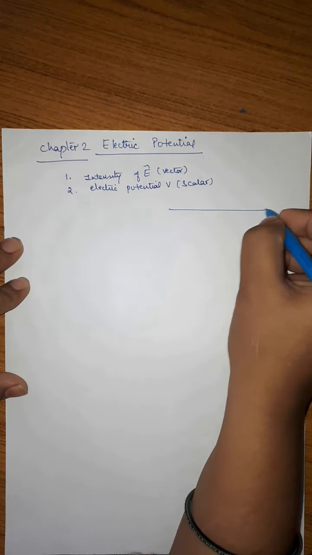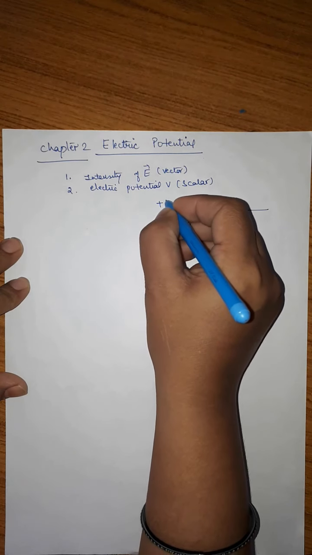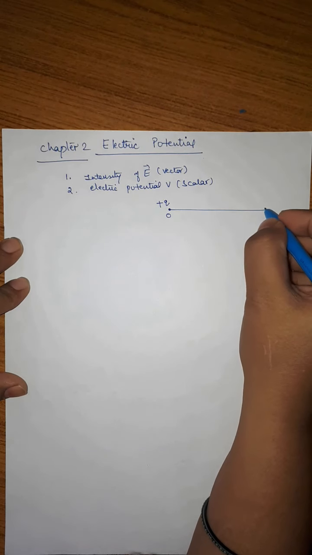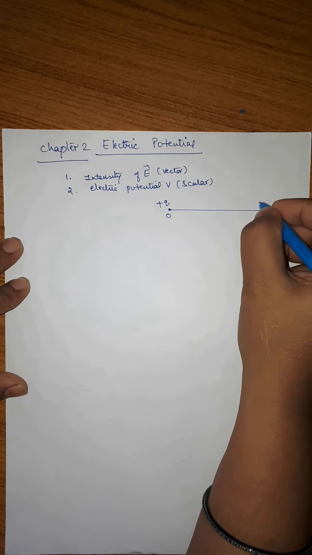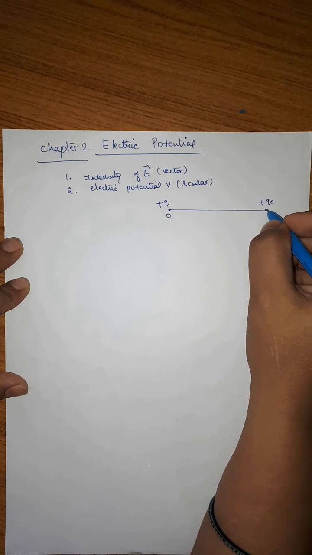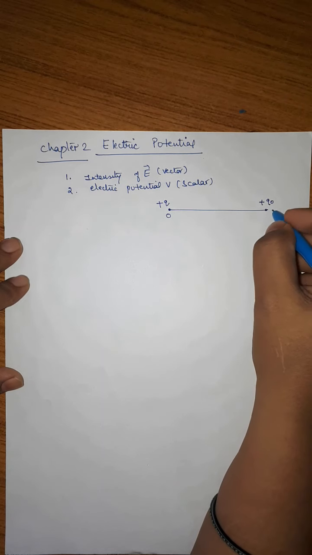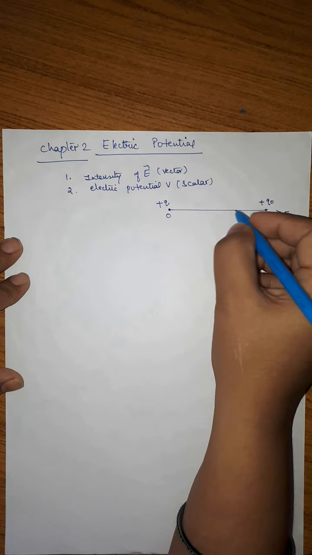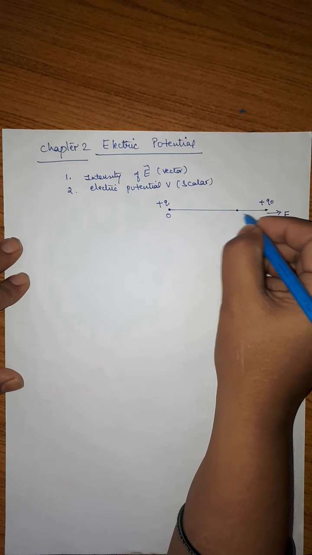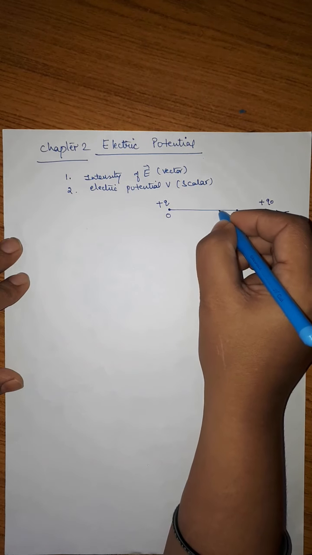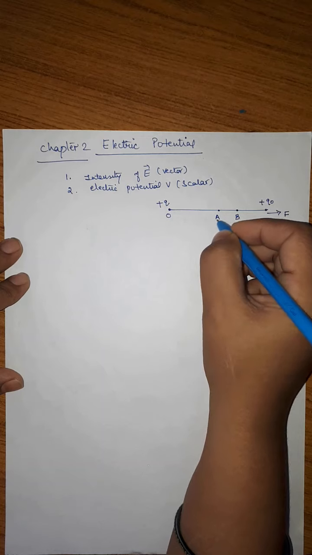For this, consider a source charge plus Q placed at point O and a small test charge, by default we take it as a positive test charge, is placed at this point, and due to the positive test charge it will experience a repulsive force as shown. Now we have to bring this test charge from one point to another point. Let us bring this test charge from point B to point A.